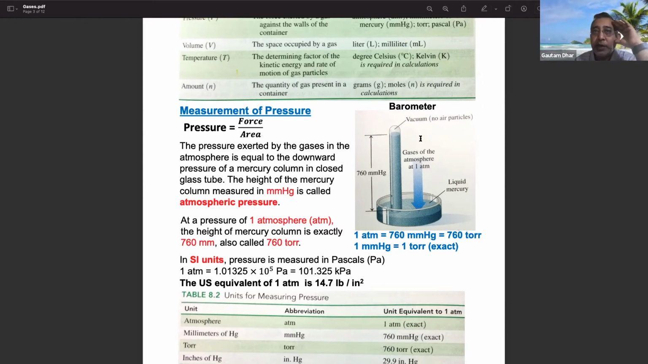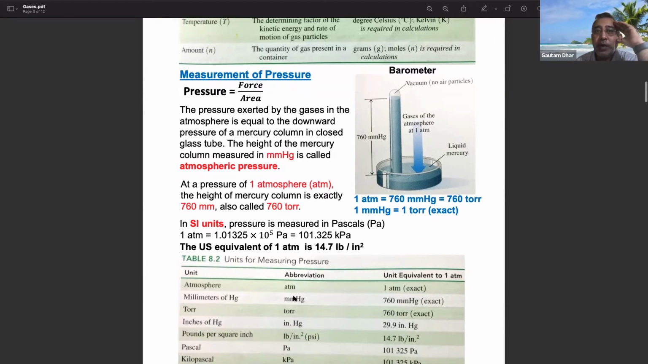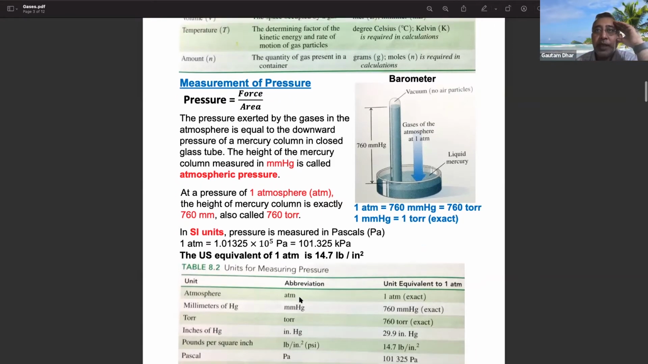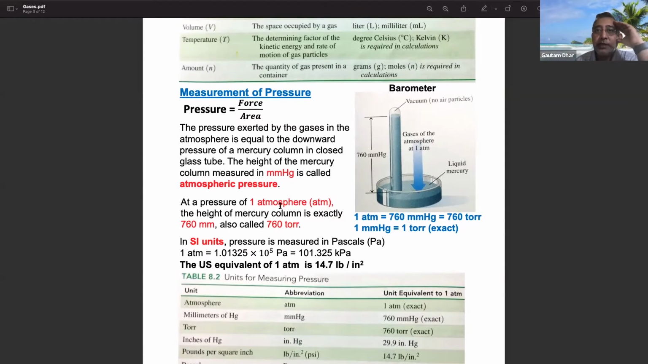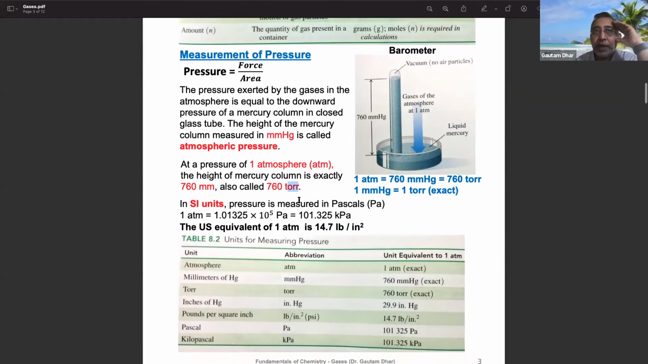Now, if the atmospheric pressure decreases, the mercury column will decrease. So basically, we can have the length of this mercury column as a unit, and that is 1 atm, 760 millimeter of mercury. Hg is mercury, so that is how we write millimeter of mercury: 760 millimeter, and that is equal to 1 atm. This millimeter of mercury is also called torr, so 760 is torr.